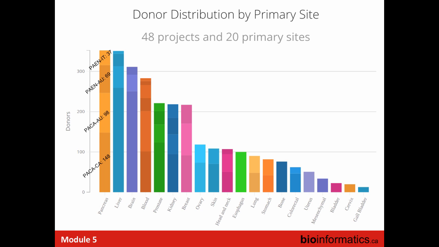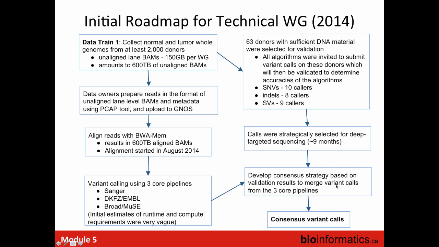This bar chart shows you the primary tumor sites that this project has data on. Each little color is actually a different project. For example, for pancreas, we have four different projects contributing: pancreatic endocrine tumor from the Italian group and from the Australian group, and pancreas adenocarcinoma from the Australian group and also from Canada. So it's a mesh of projects contributing to different primary sites.